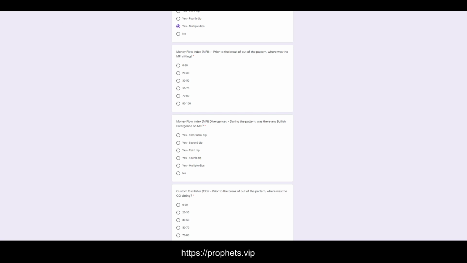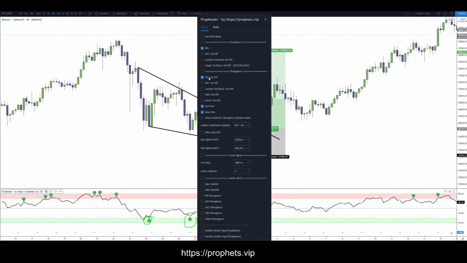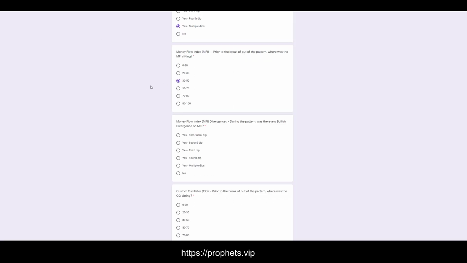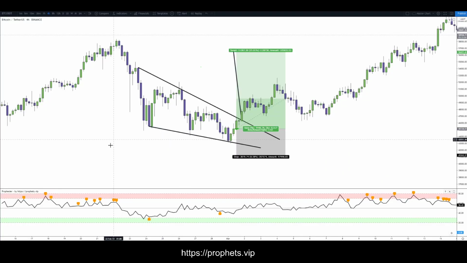Alright, now we want MFI. So go into the MFI. Here we go. We can leave these on, and then we can turn that off and turn this one here on. Let's go ahead and delete this. Alright, so the candle before breakout, again, this one here was also between 30 and 50. It's underneath that 50 line, alright? So 30 and 50, and then the same question again about bullish divergence within the pattern.